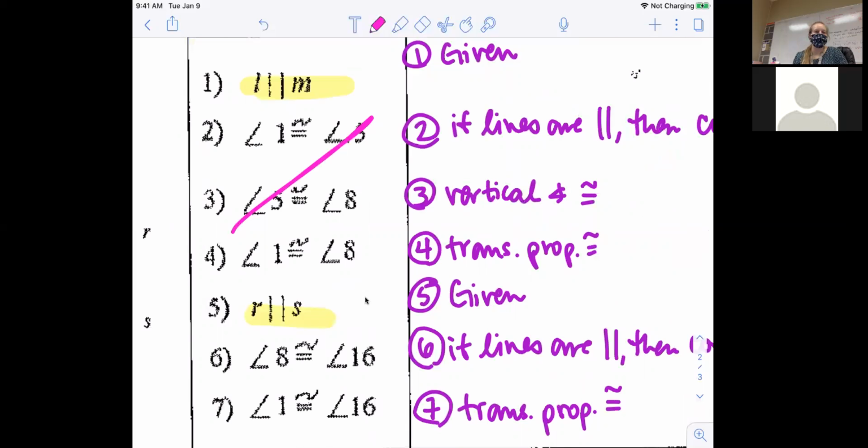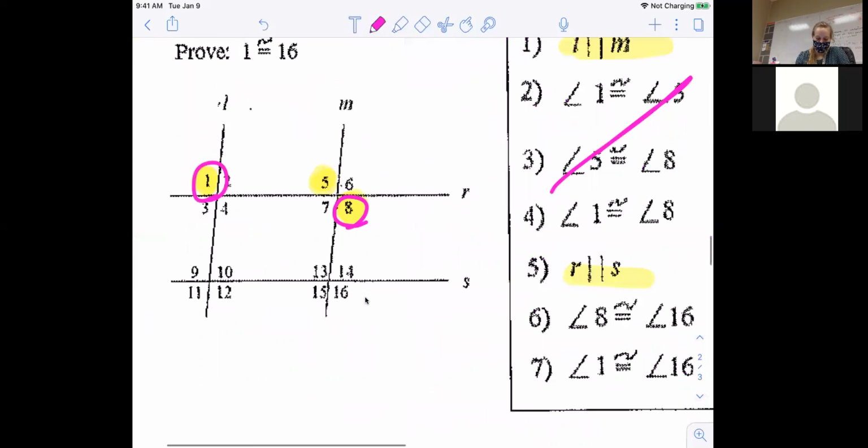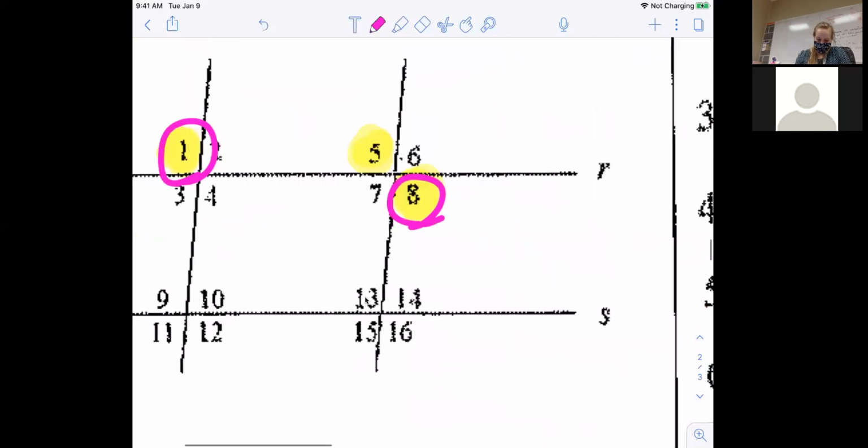Then it tells me the other given, which is fine. That was easy. Now it has 8 and 16 are congruent. So I got to go look at 8 and 16. I'm going to erase some of this crazy stuff.